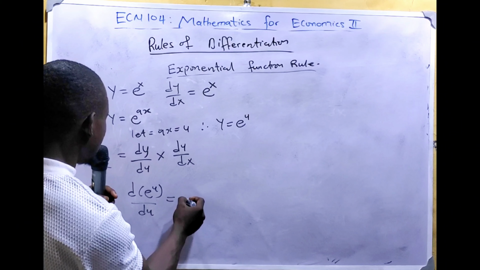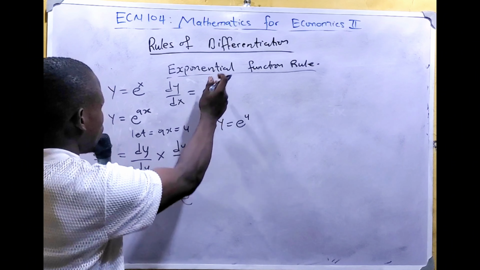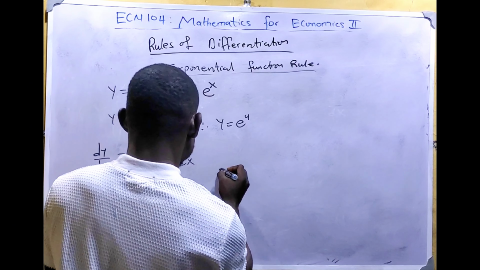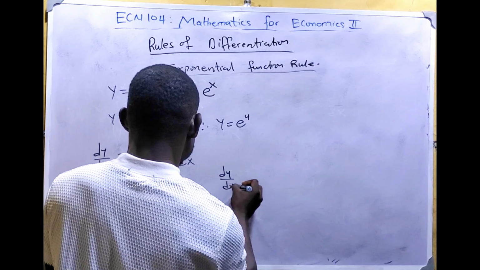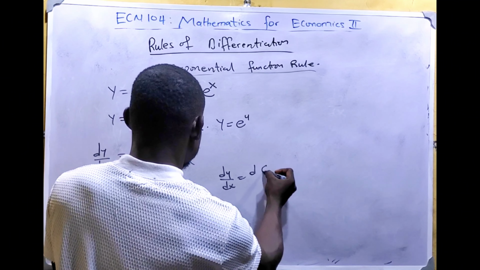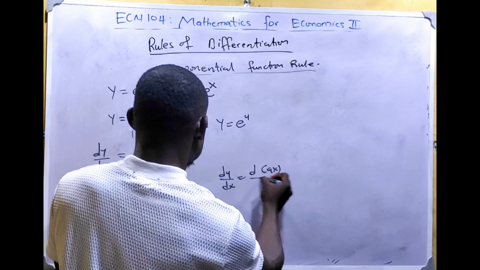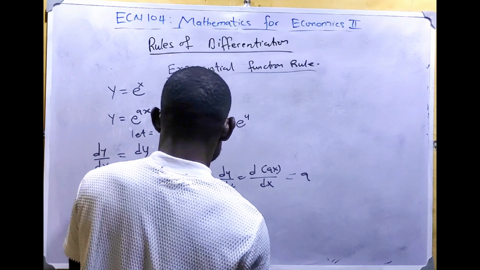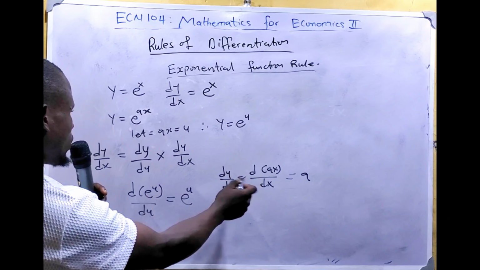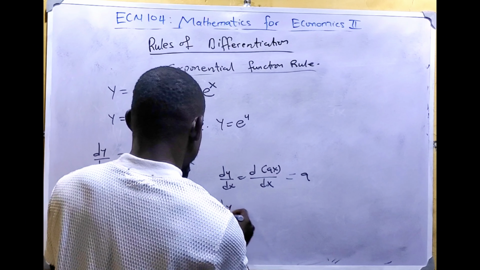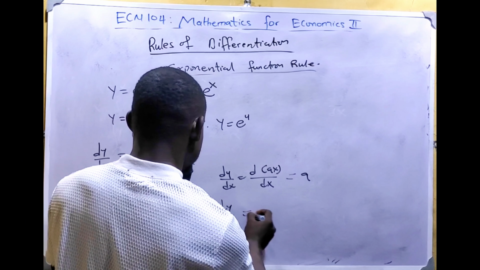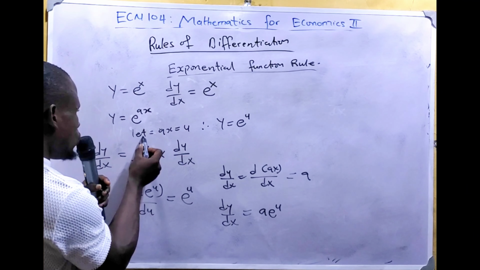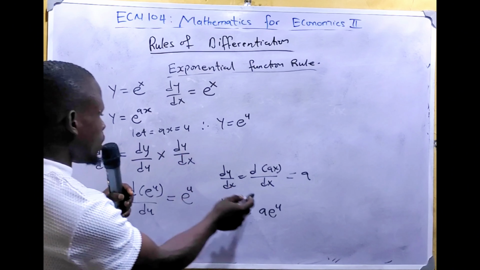So from here, dy du, which is the derivative of e raised power u with respect to u, will equal e raised power u, according to our exponential function rule. While du dx, the derivative of a x with respect to x, will give us a. So now what we simply have to do is find our dy dx, which is the product of these, which is then equal to a e raised power u. Don't forget, your u equals a x, so you substitute that for u here.